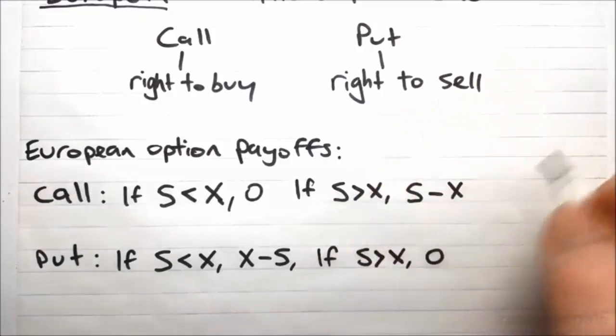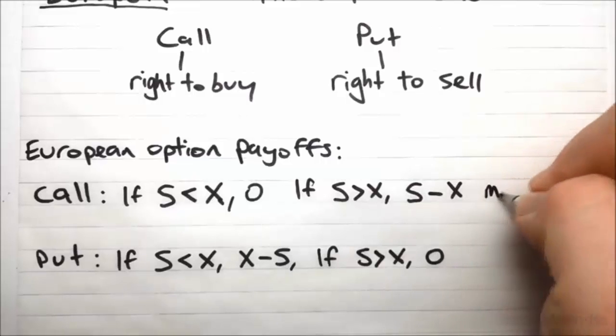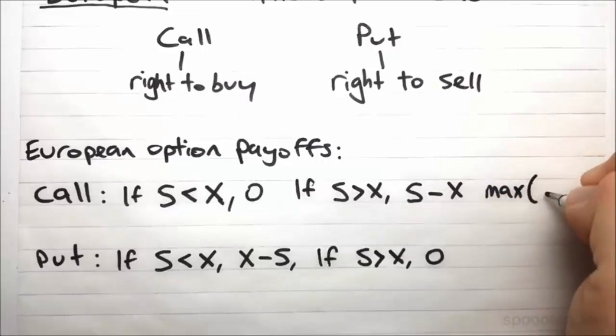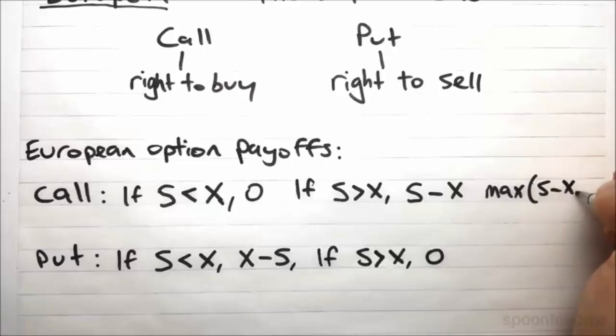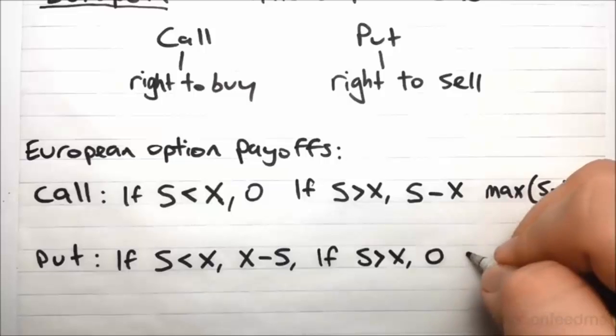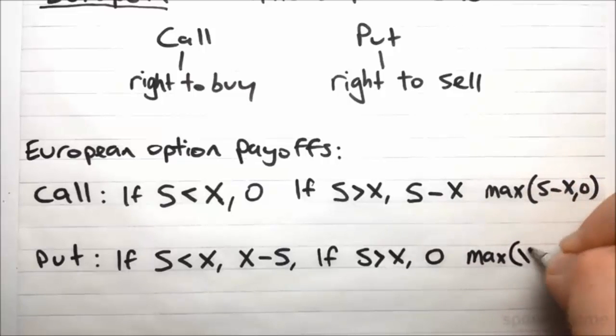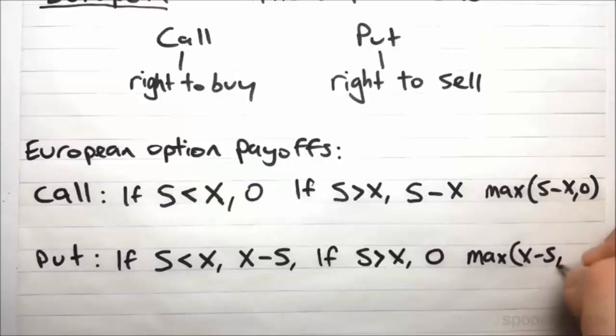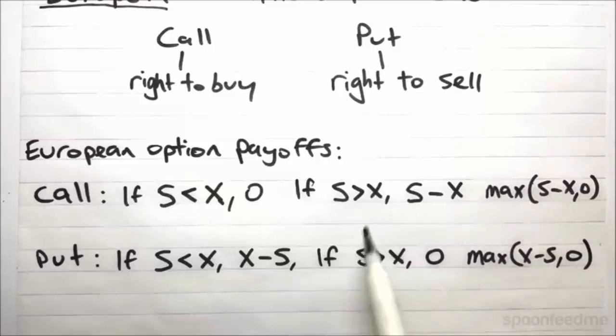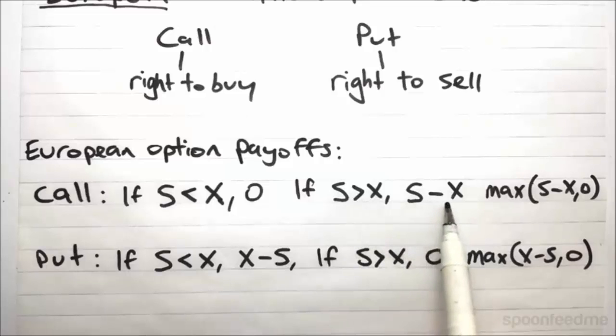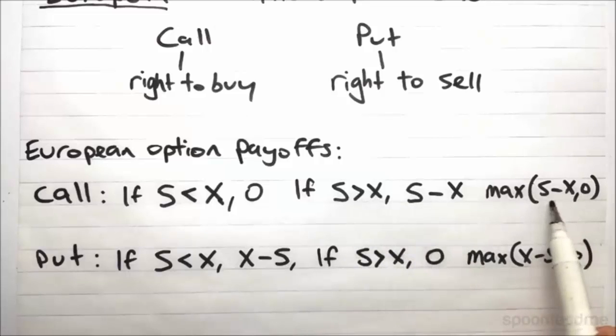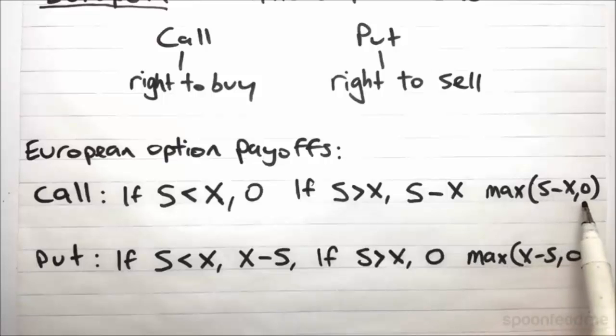Now we can further express these as the maximum of S minus X and 0 in this case, and the maximum of X minus S and 0 in this case. Because note that if this condition holds, then S minus X will be positive. So if it's positive, you take that because it's greater than 0. If it's negative, you take 0 because 0 is the maximum. And the same sort of thing here. So these are our payoffs on a European call and a European put.